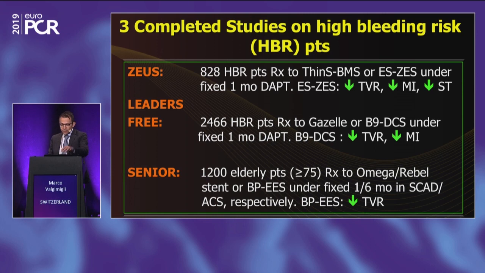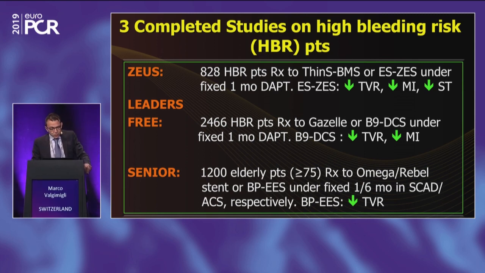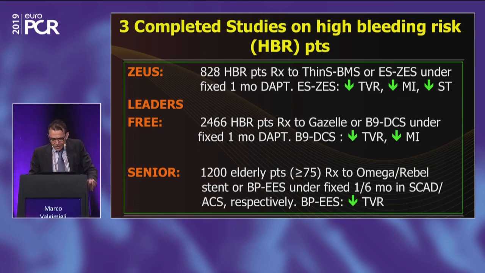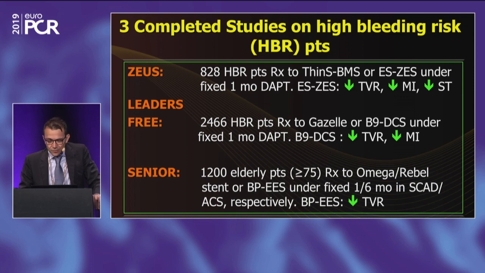First of all, starting from what is known. We have today 3 completed studies focusing on the high bleeding risk space, which are, in chronological order, the ZEUS study, which was the first to pre-specify the inclusion of HBR patients who were randomly allocated to current generation DES versus Endeavor Sprint zotarolimus-eluting stent, which was associated with a lower TVR, MI, and stent thrombosis.